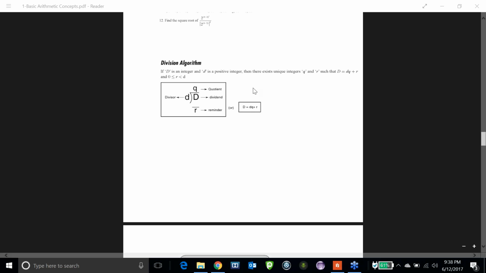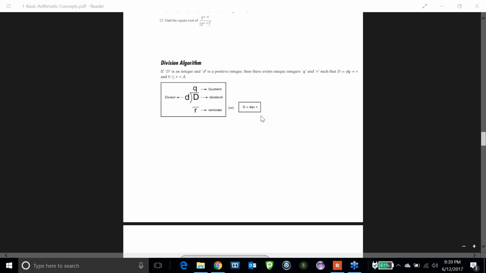Now coming to division algorithm. In division, you will have four parts. One is quotient, the other is divisor, the third is dividend, and the fourth is remainder. When you divide a dividend by a divisor, you get the quotient as the result, and if there is anything left, that is called the remainder. You can remember this formula. This is one of the most important things in division algorithm.